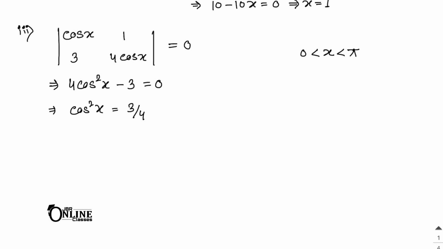That means cos x will be root 3 by 2. So as cos x equal to root 3 by 2, you know that x belongs to from 0 degree to 180 degree. So I think the value of x will be pi by 6 and also 5 pi by 6. Okay, for pi by 6 the value equal to root 3 by 2, and also for 5 pi by 6 the value equal to root 3 by 2. So you have to write down two values.